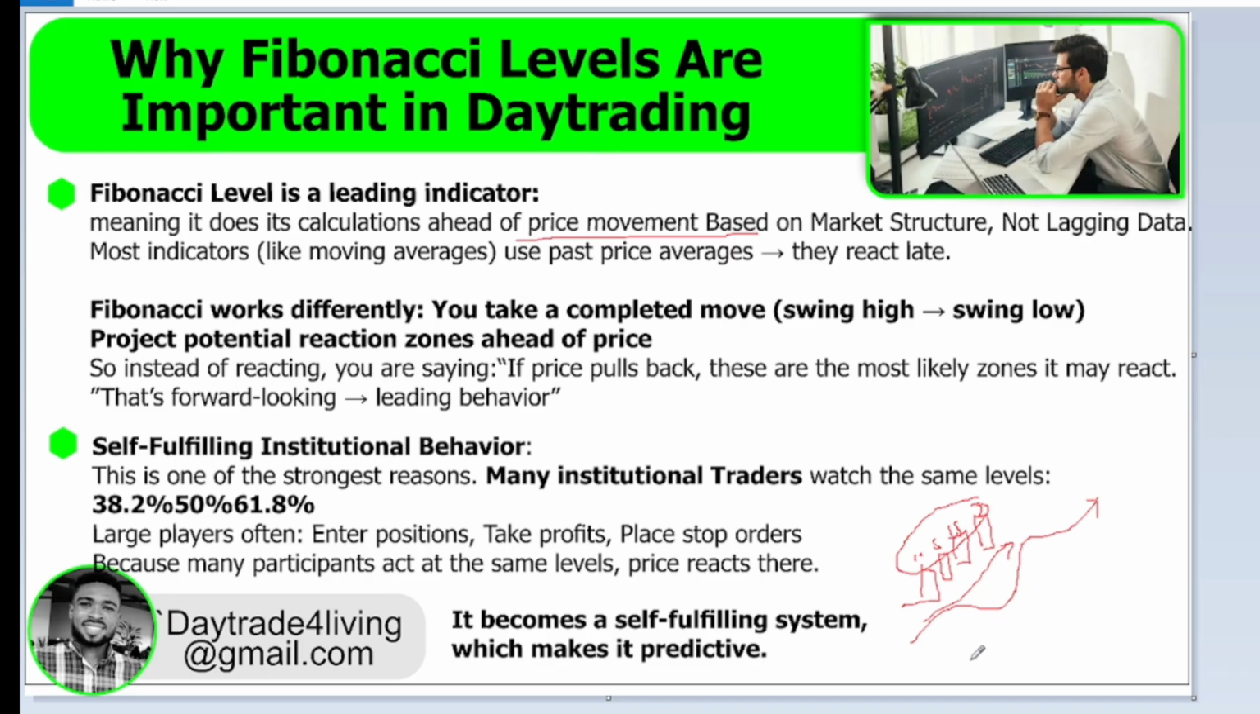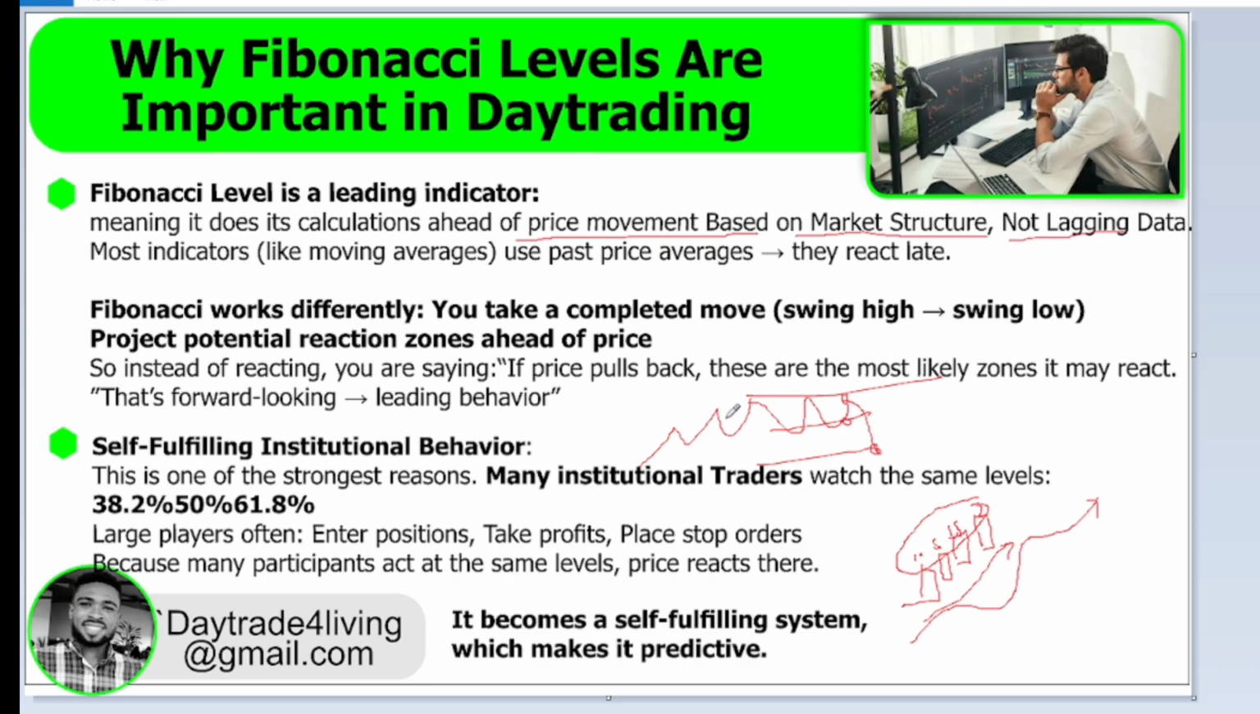RSI also moves when price has already moved. But Fibonacci always has a leading edge, which means Fibonacci takes the price data based on the old price charts and makes its own predictions. So that if the market reaches those areas, the market is likely to react around those areas. That's why Fibonacci is very important too. So Fibonacci is a leading indicator. It's a leading indicator because it builds its movement based on market structure. It does not lag like moving averages.